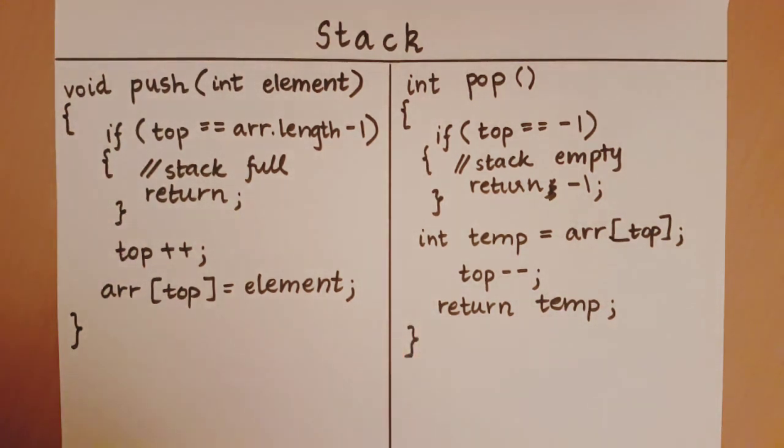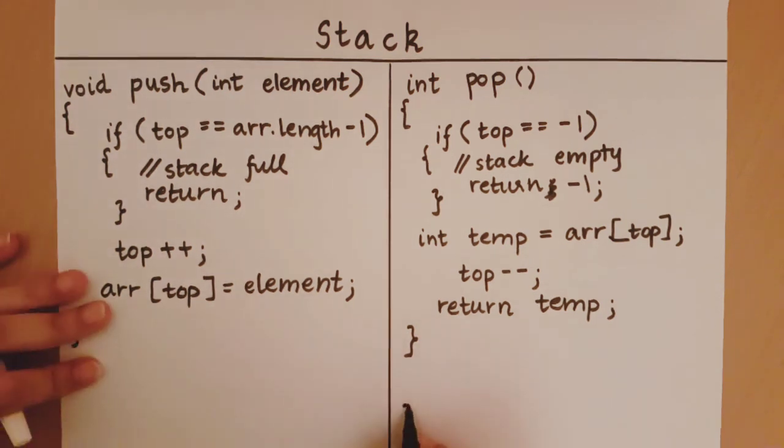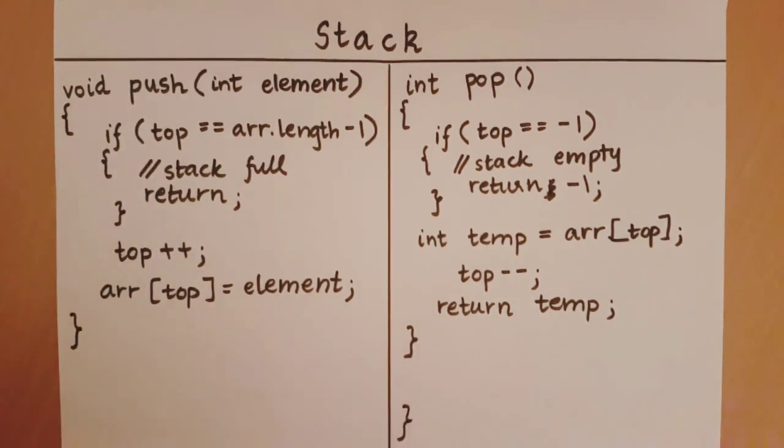So now we have gone over how to start a stack object class, how to initialize it, the two important functions, push and pop, and how they work. This is how you implement a stack in a programming language like Java.